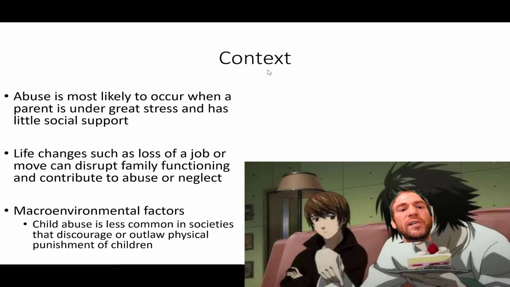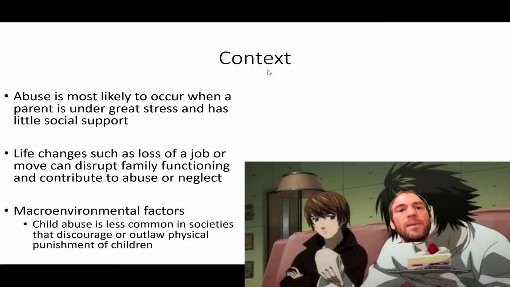Abuse is most likely to occur when a parent is under great stress and has little social support. Life changes such as the loss of a job or a move can disrupt family functioning and contribute to abuse or neglect. Macro-environmental factors: child abuse is less common in societies that discourage or outlaw physical punishment of children.